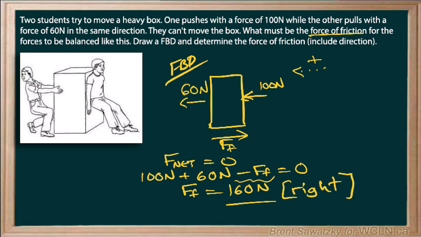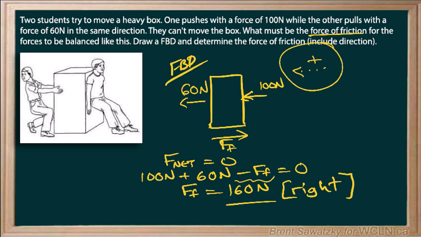Now, had you put positive FF in there, you would have said, I didn't know the direction, so I just left it until the end to find out. No problem. You would have just ended up with a negative, and then you would have gone back and said, well, I considered left to be positive, so if I came up with a negative, it's going to the right. And that is a great way to do it as well.